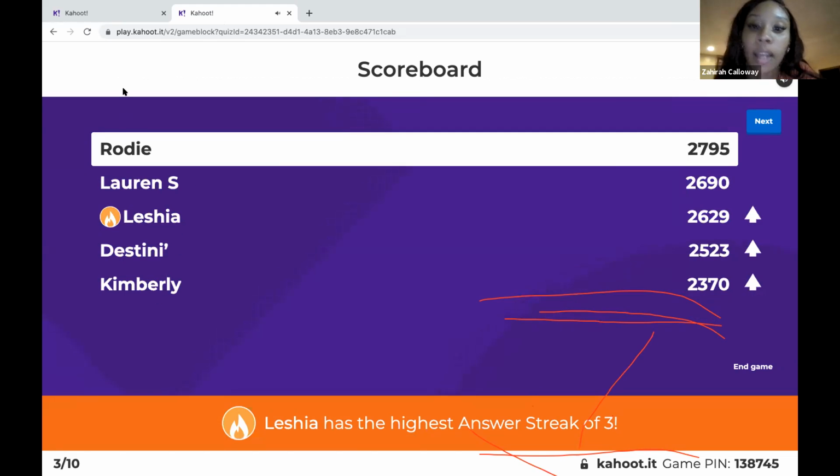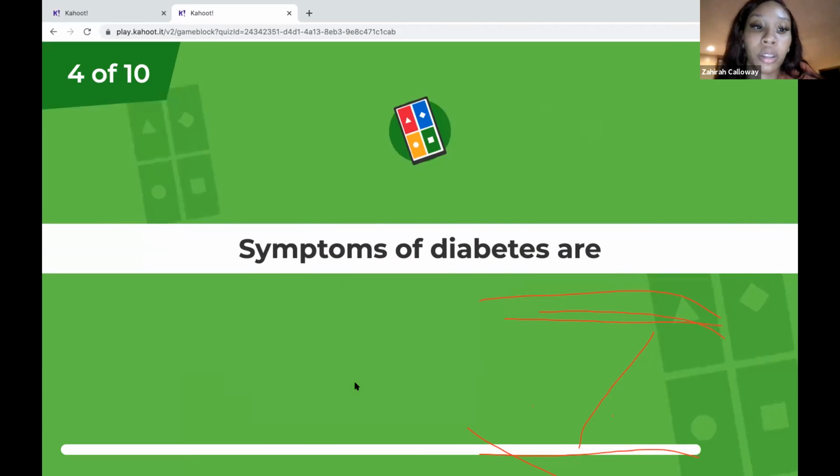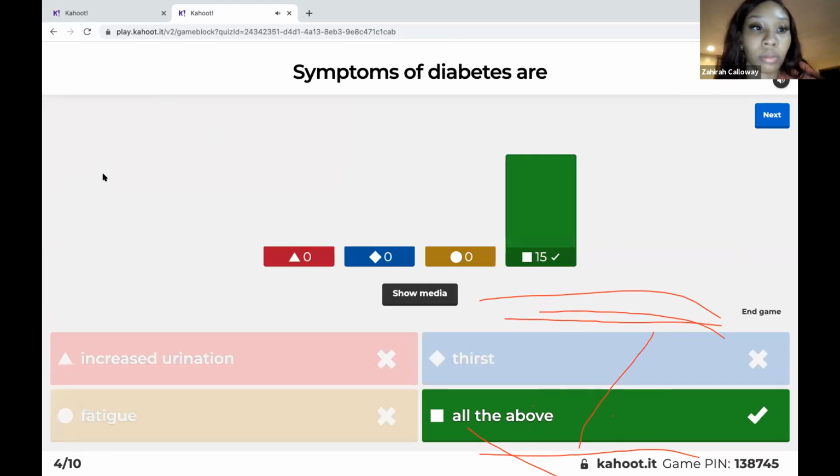Okay. We got a hot streak in the house. Rhodey's still holding on to first place. Go, girl. Symptoms of diabetes are increased urination, thirst, fatigue, or all of the above? All of the above. Good job, everyone.